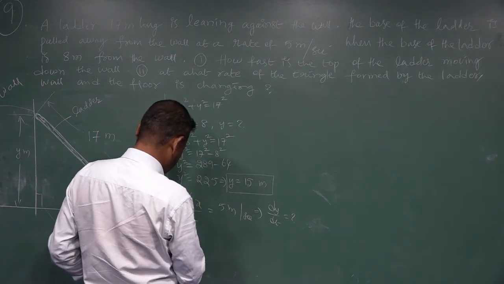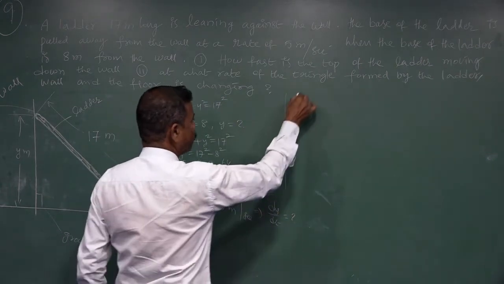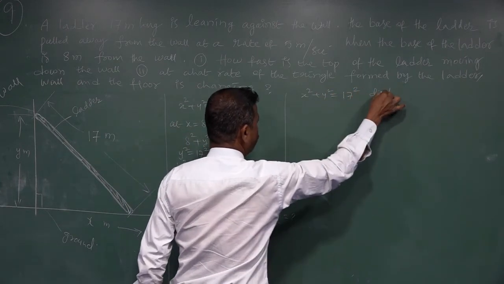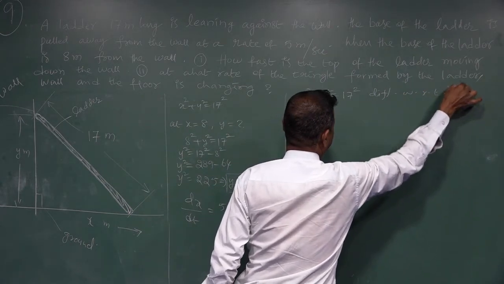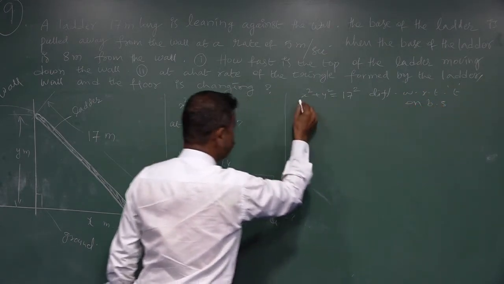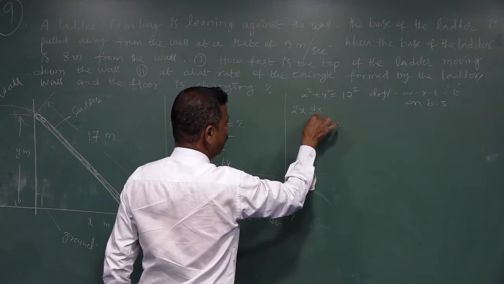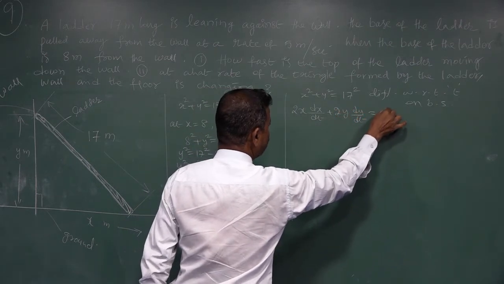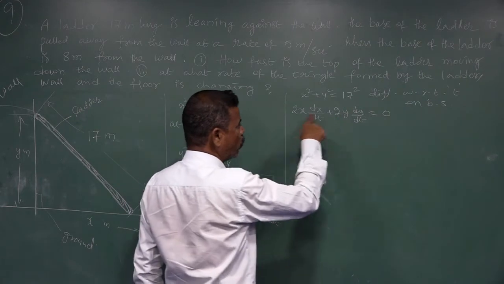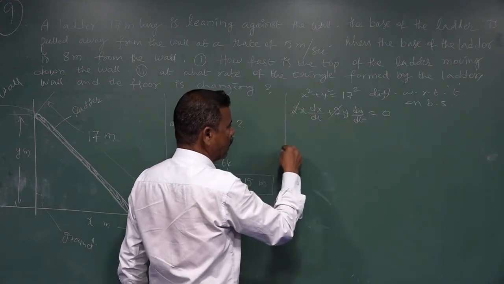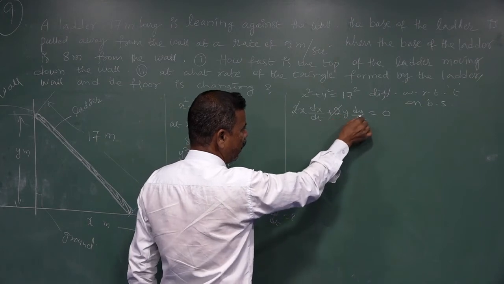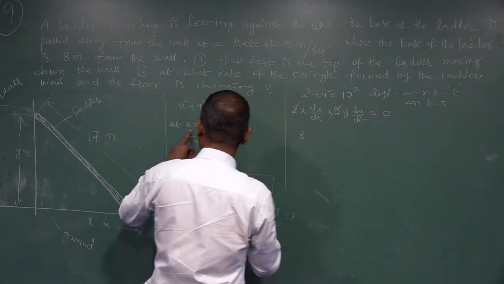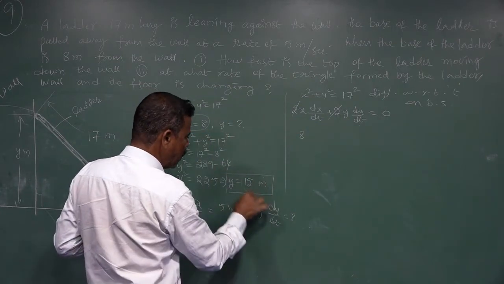So given the relation x square plus y square is equal to 17 square, differentiating with respect to t on both sides. The derivative of x square is 2x dx by dt, plus the derivative of y square is 2y dy by dt. 17 square is a constant, so its derivative is 0. Here 2 is common, so 2 cancelled. Only x dx by dt plus y dy by dt is equal to 0. We know that x value is 8, and then y is 15.